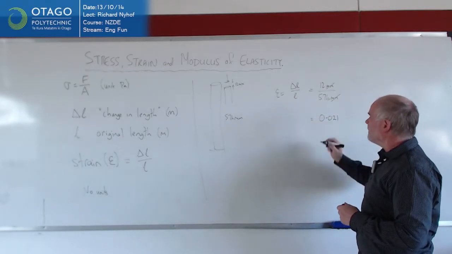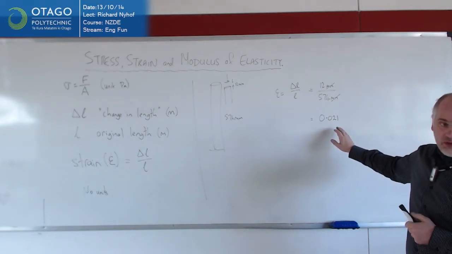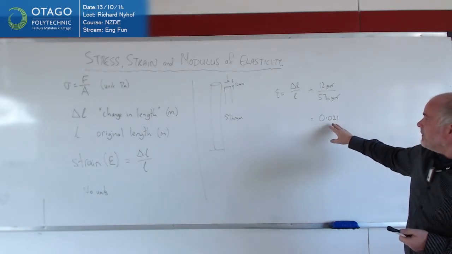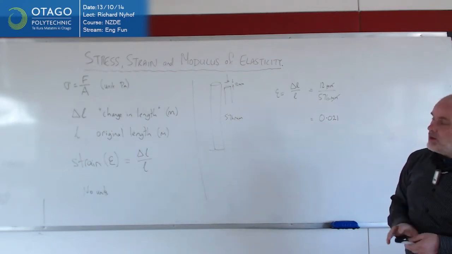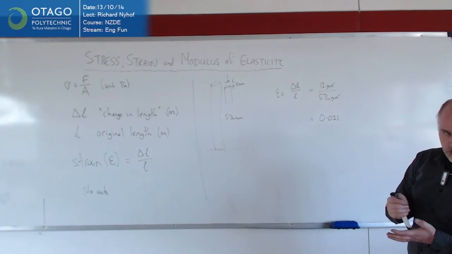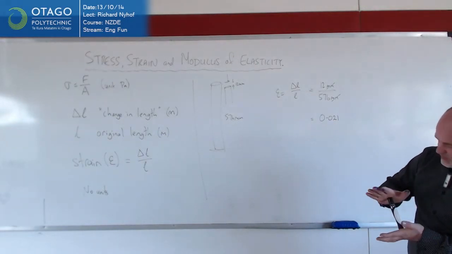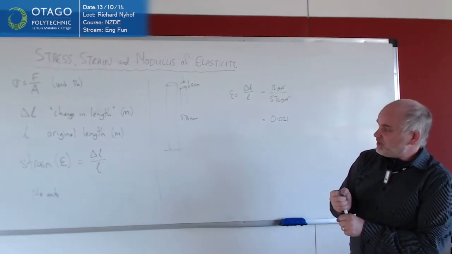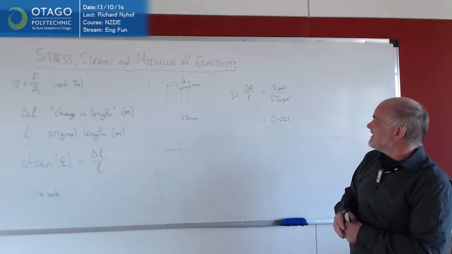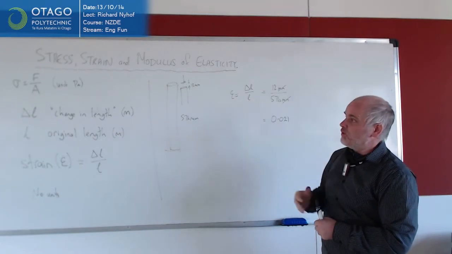Okay, so all we've got is a number, and it's a reasonably small number, and that's quite typical. So this is a couple of percent. And that's all we're going to measure for strain. So it's a measure of how much something compresses or stretches, if you're doing a tensile test rather than a compressive test, how much it stretches or squashes compared to its original length. And that's all we mean by strain.